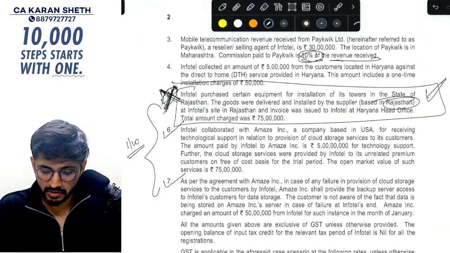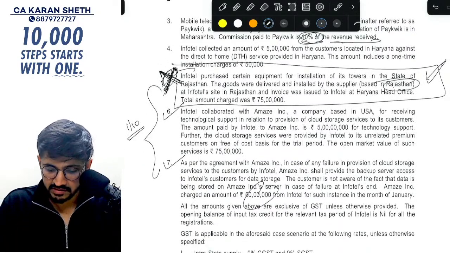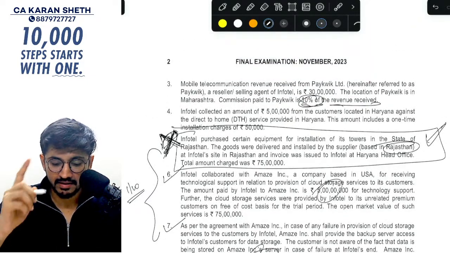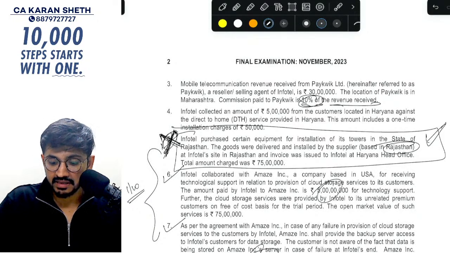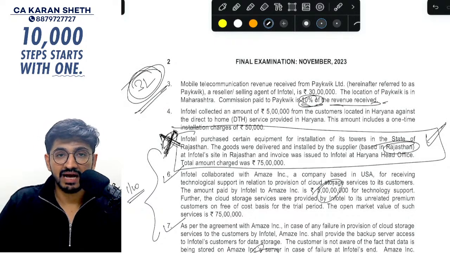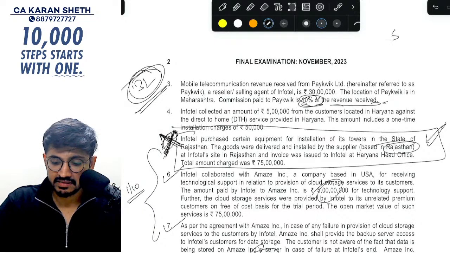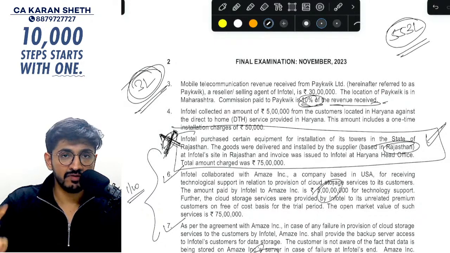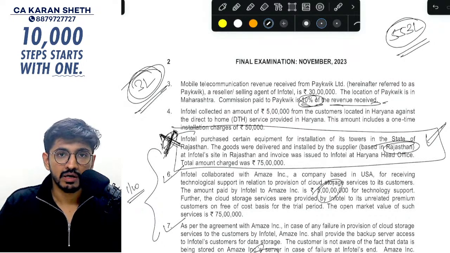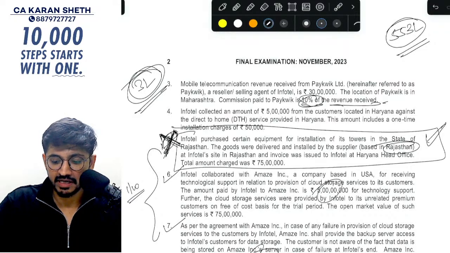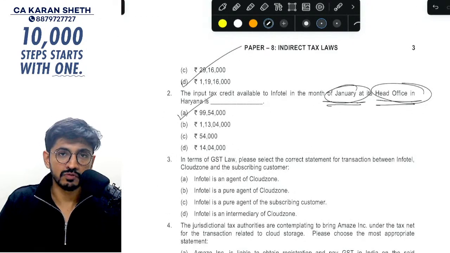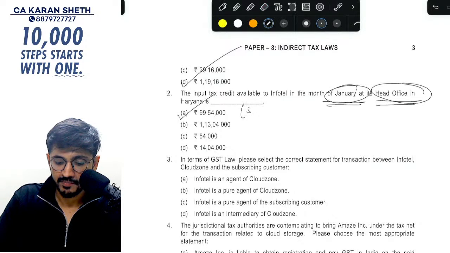Is there anything else we are missing out on? Clearly this is available. Oh yeah, we've paid 3 lakhs here. My bad. So we paid 3 lakhs in commissions, so it will be 553 lakhs. 550 we've paid to Amazon, and 3 lakhs we've paid to PayQuick. So 553 lakhs multiplied by 18% happens to be, if I'm not wrong, 99,54,000.